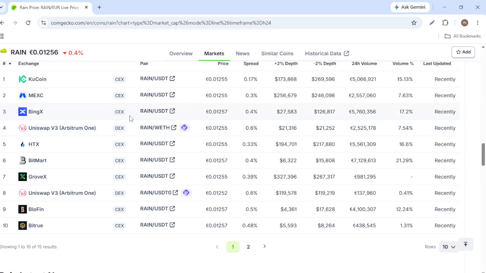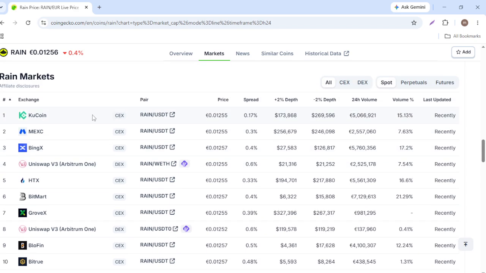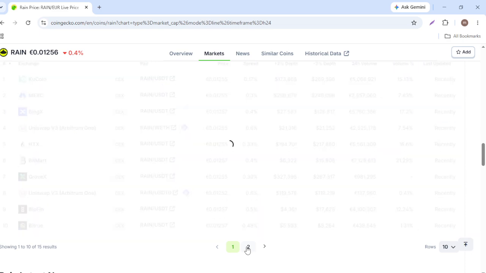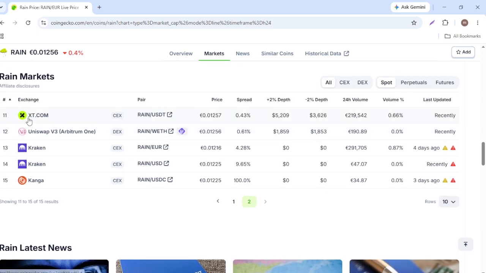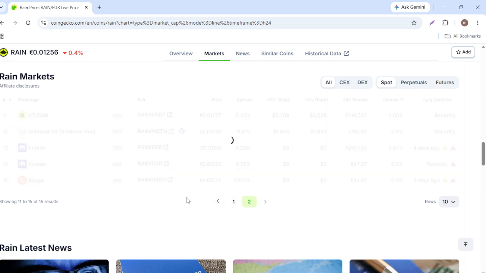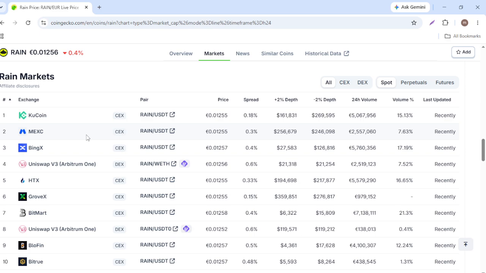Start by looking at how many exchanges list the coin. If the coin is available on several well-known exchanges, that's usually a stronger sign of liquidity than if it's only traded on one small platform. A coin listed across multiple active exchanges often has more consistent market activity and more opportunities to buy or sell.